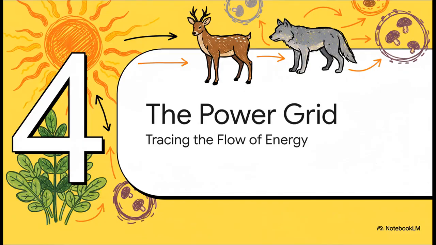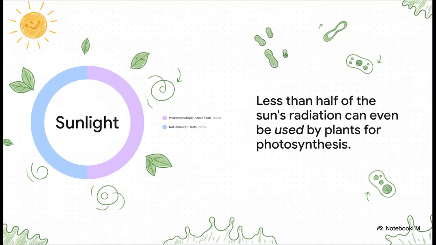This brings us to the ultimate currency of life itself: energy. You can't have an ecosystem without it. So let's trace how power actually flows through the grid of the world we're building. So everything starts with the sun, of course. But here's the first bit of inefficiency.